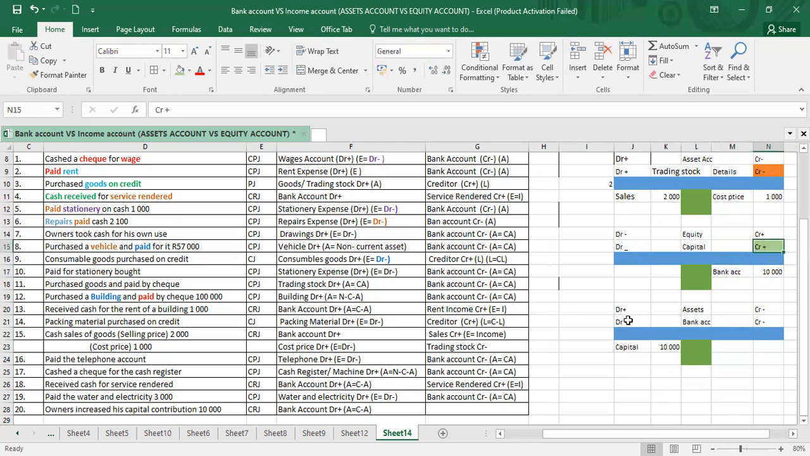Now, how do you feel as the owner when your bank account increases? You feel happy. And when the capital account also increases, the owner's equity or the equity account increases. Every time the equity account increases, it means you have to feel happy. Every time the bank account increases, you have to feel happy. It means there is good progress happening in your business.